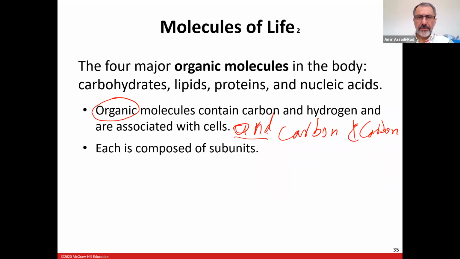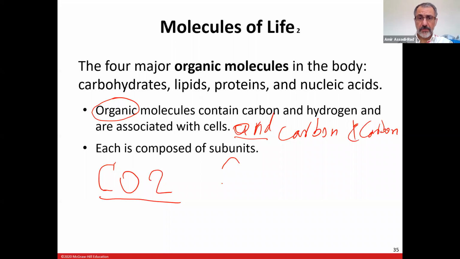So, for example, the molecule CO2. You've heard of this molecule before: you exhale it when you have some food, and then the food breaks down, and you exhale carbon dioxide. Carbon dioxide is not an organic molecule.